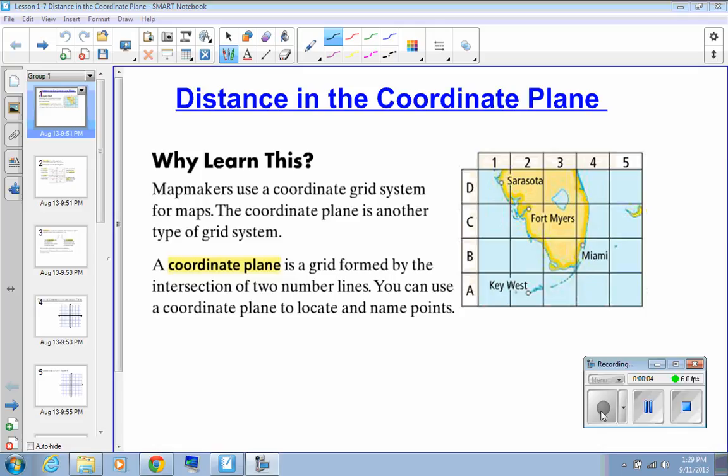Hello everyone, so today we're going to learn about distance in the coordinate plane. You're going to need a spiral, a pencil, a calculator, and the grid paper that I gave you in class. So why are we learning about this?